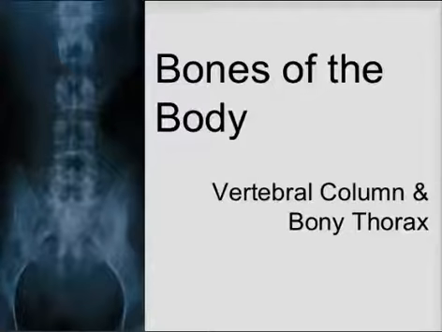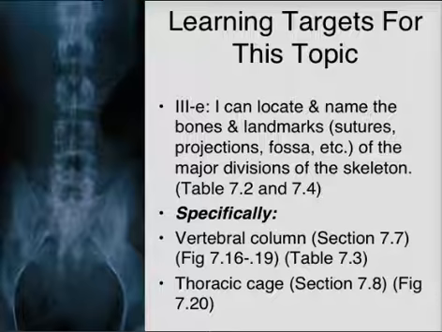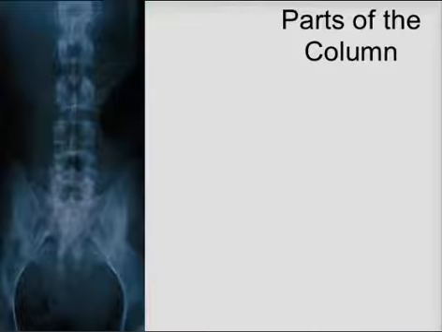Hello and welcome to Skeletal System, Unit number 3, Topic number 5, Vertebral Column, Vertebrae, and Bony Thorax. The learning targets for this topic are Roman numeral 3, letter E, and specifically within that, the vertebral column and the thoracic cage. So let us get started.